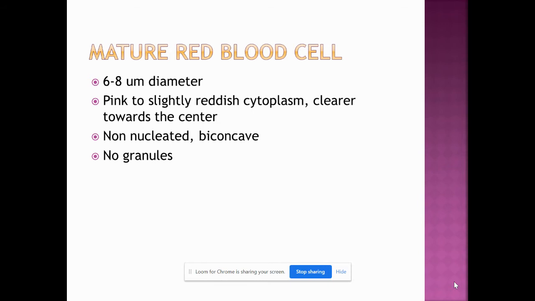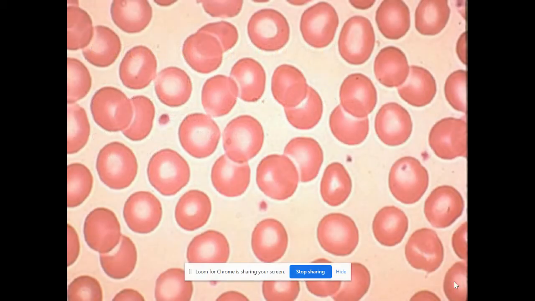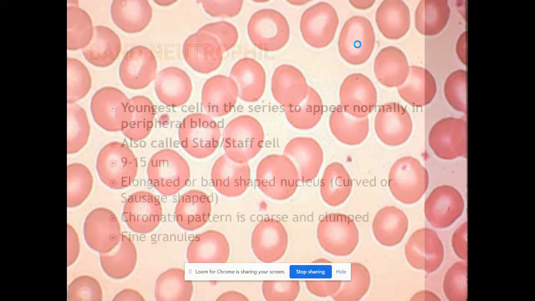When you find a nucleated red blood cell, because it is really possible, a nucleated red blood cell is not a mature red blood cell. It is still an immature red blood cell. This is a picture of your mature RBC: paler or clearer towards the center, biconcave in shape, no granules, no nucleus or nuclei.